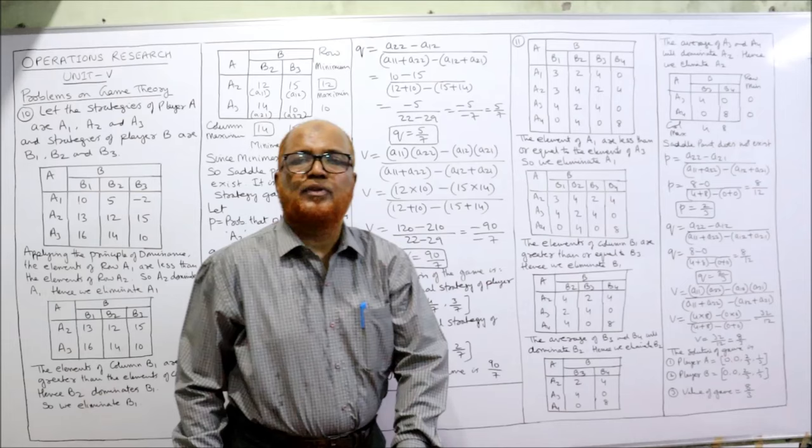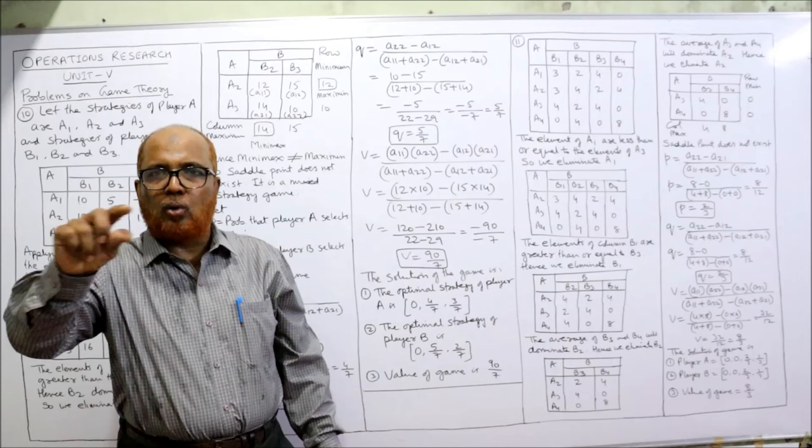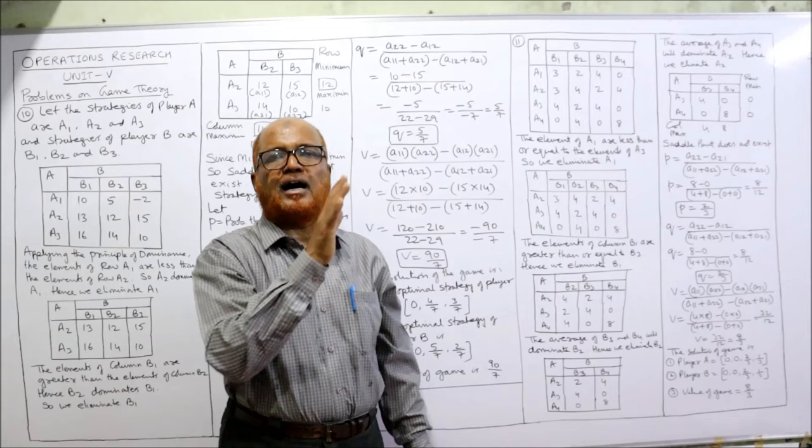A 2 by 2 matrix. So the new point we came across is the average. We have to find out the average of 2 columns and compare it with the third column, or the average of 2 rows and compare it with the next row. In this way, the average will dominate the other column or row. Right? Now, 2 by 2.